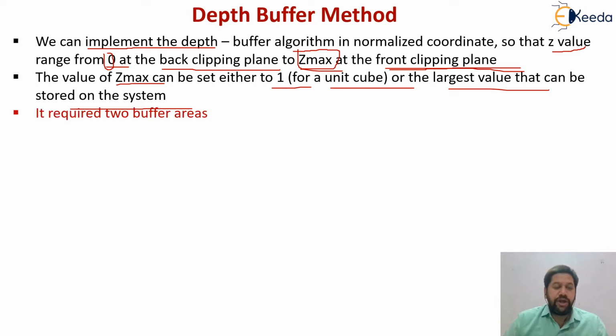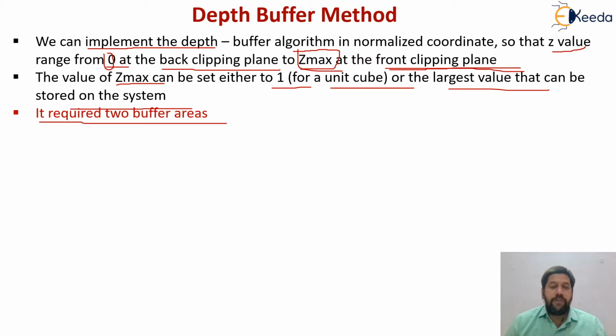Next point: the depth buffer requires two buffer areas. I need to maintain two separate buffers, and I think we have already learned the concept of the frame buffer also. So two separate buffers are required, one to store the Z value and another to store the refresh value, or the normal frame buffer.